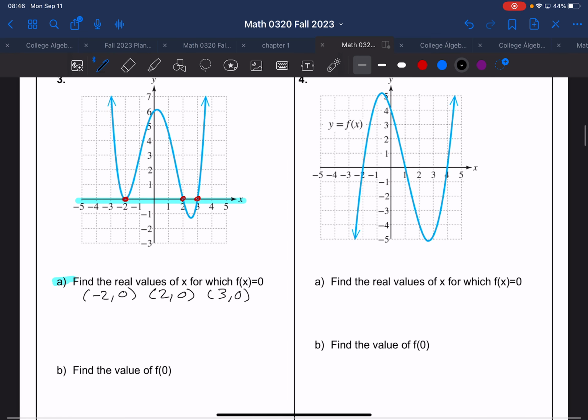So in part A, if they wanted us to find the x-intercepts, what do you think they're asking for when they say find the value of f of 0 in part B? The y-intercepts. Okay, so now we're finding the y-intercepts, and that is when the graph crosses which axis? The y. So how many y-intercepts are there? 1, good. And that is going to be what point? 0, 6.